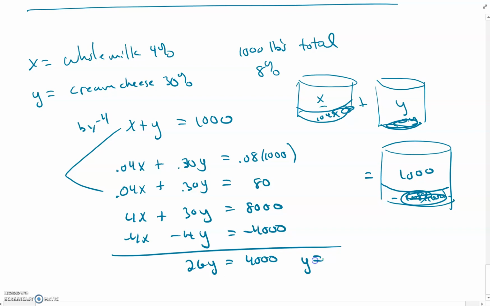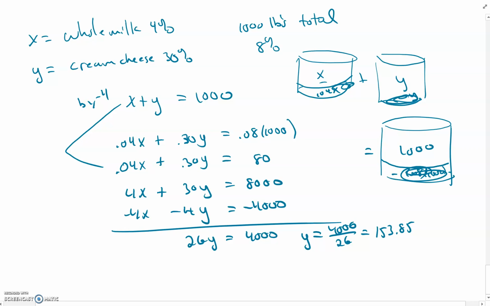So y then is going to be 4,000 divided by 26. And 4,000 divided by 26 is 153.85 rounded. Subtract that from 1,000, and that's going to be 846.15. So Y was the cream cheese, X is the whole milk.